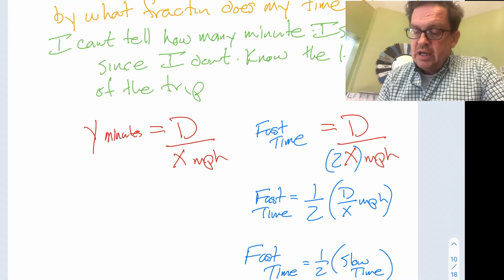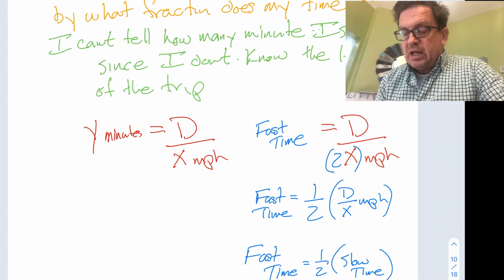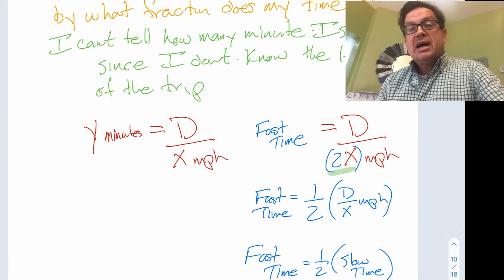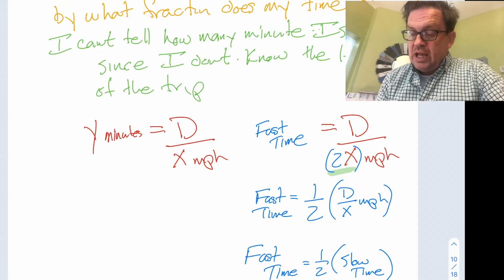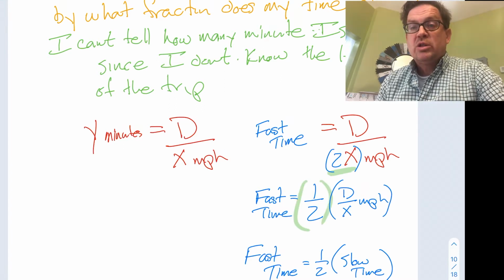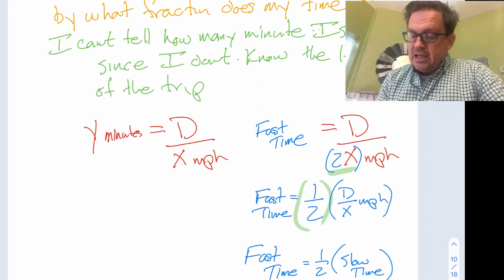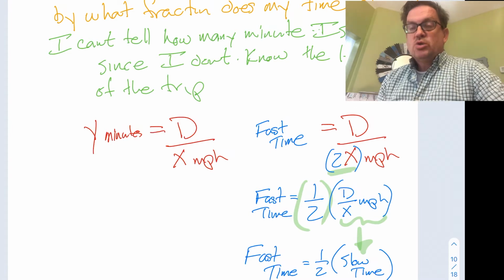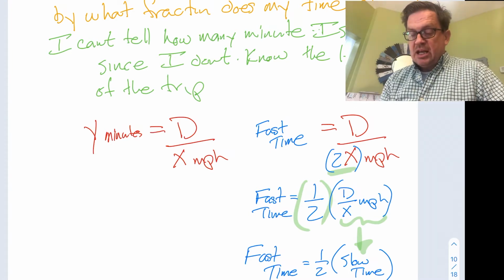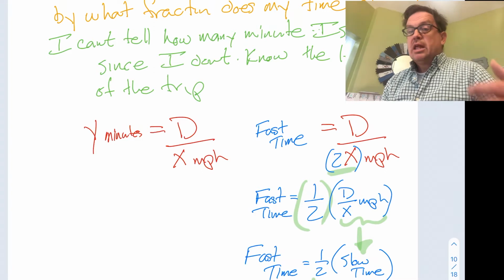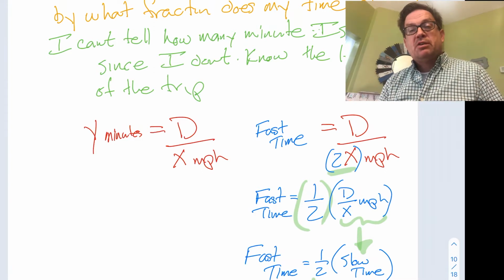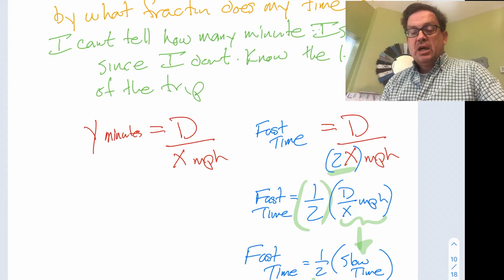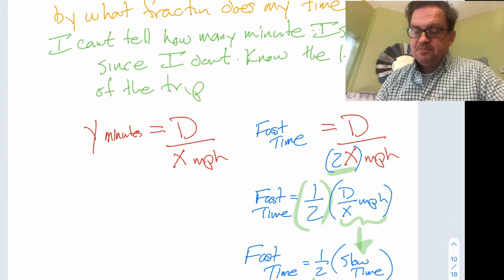So look at it this way. If I double my speed, instead of x miles an hour, I go 2x miles an hour. How does that change my time? Well, I can factor out that 2 in the denominator, that 1/2, and d over x is just my original slow time. So if I double my speed, my time is cut in half. And that proportion goes the same way. If I triple my speed, if I increase it by a factor of 3, then my time is 1/3 of the original time. And you can use that relationship in lots of ways.